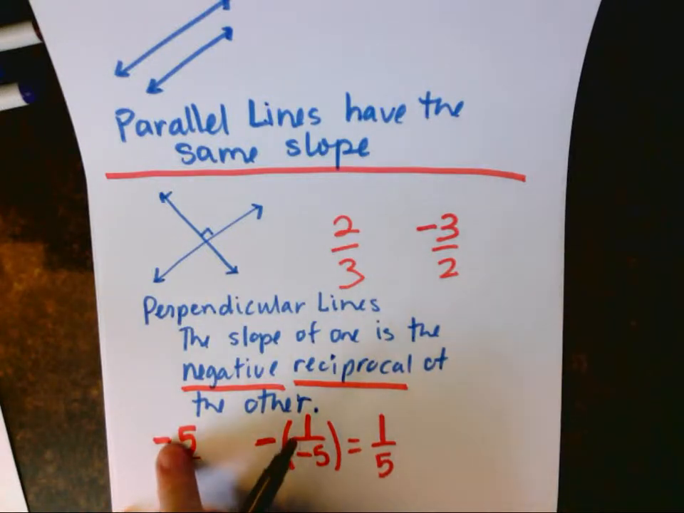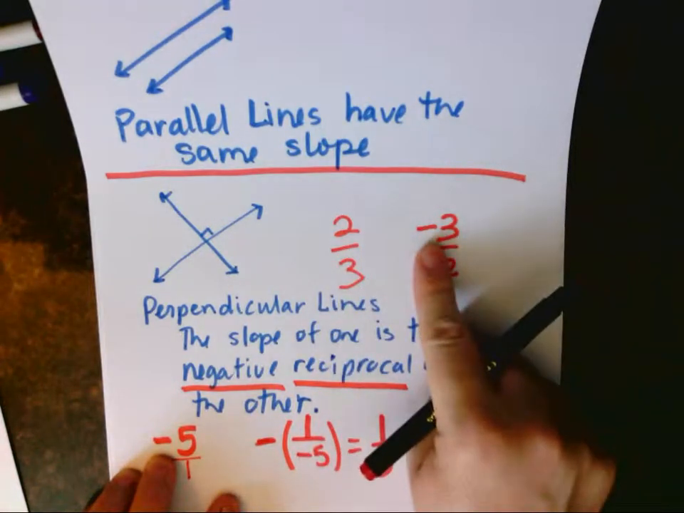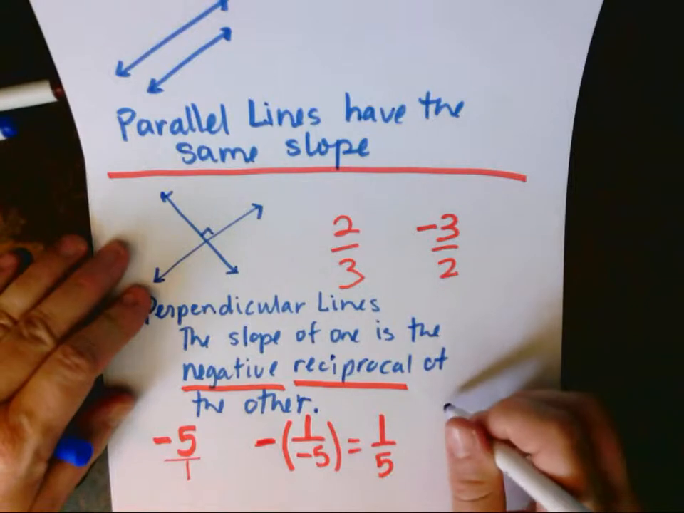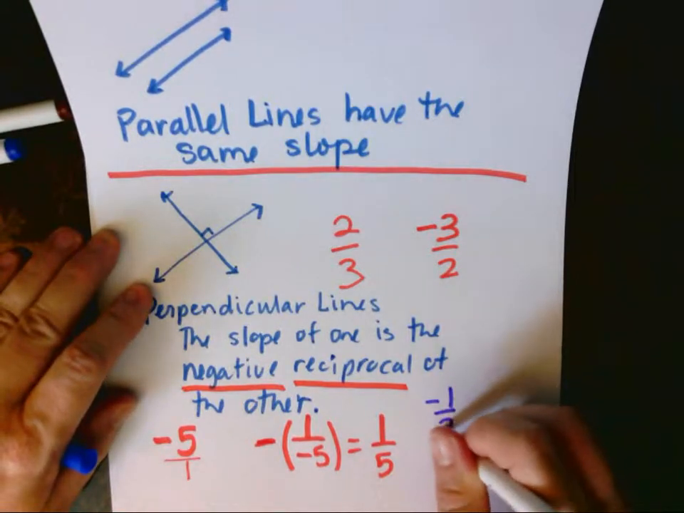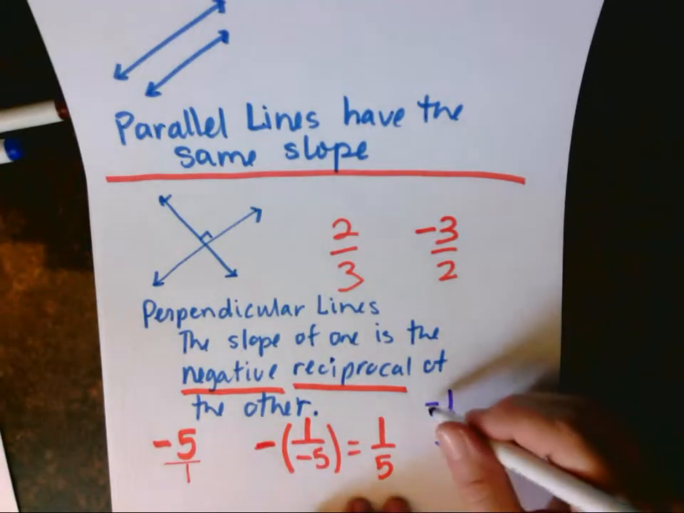So if this has a negative slope, the perpendicular line has a positive. They're always the opposite sign, positive and negative, and reciprocal. Flip them over. Okay, let's do one more example of those. If I have a slope of -1/3, a perpendicular line would be the opposite of that.